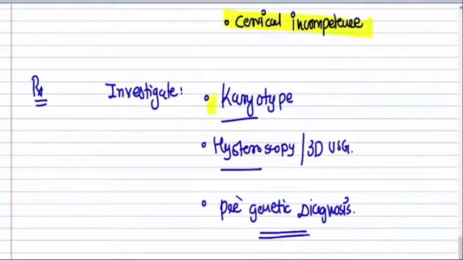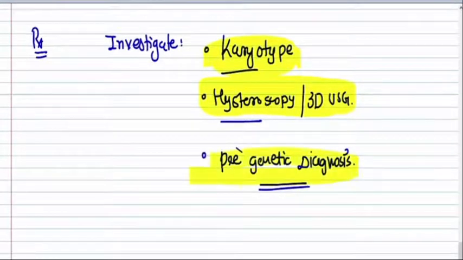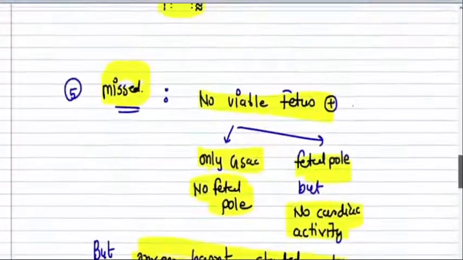How to investigate? You can go for genetic problems with karyotypes and some microdeletions in the chromosomes, or you can go with hysteroscopy or 3D ultrasound, which will diagnose any uterine factor present or not. The treatment can be preimplantation genetic diagnosis with in vitro fertilization. Thank you, friends.